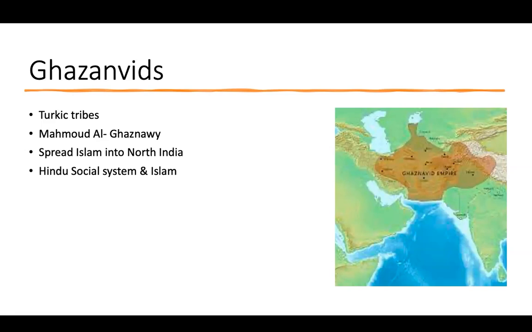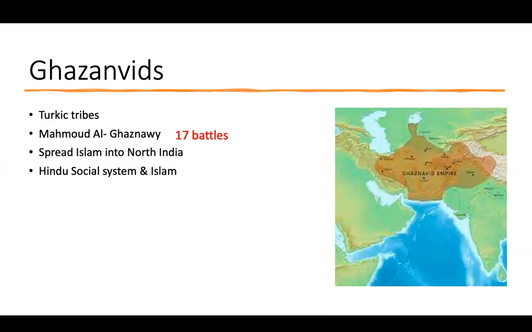So they are originally Turkic tribes. They acknowledge that the Abbasid Caliphate is in charge, but they are actually ruling their own state. And the Ghaznavid Empire takes the credit, or had the honor, of spreading Islam into northern India. Mahmud al-Ghaznawi, one of the very famous Ghaznavid rulers, and with him, the spread of Islam in India started.